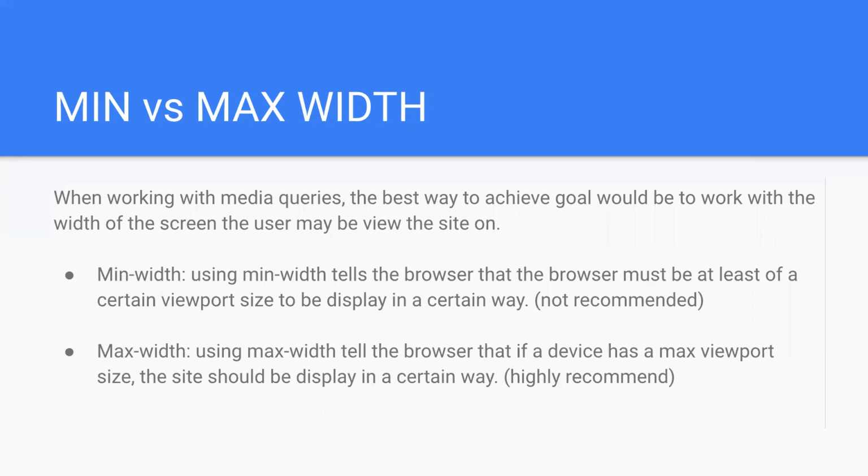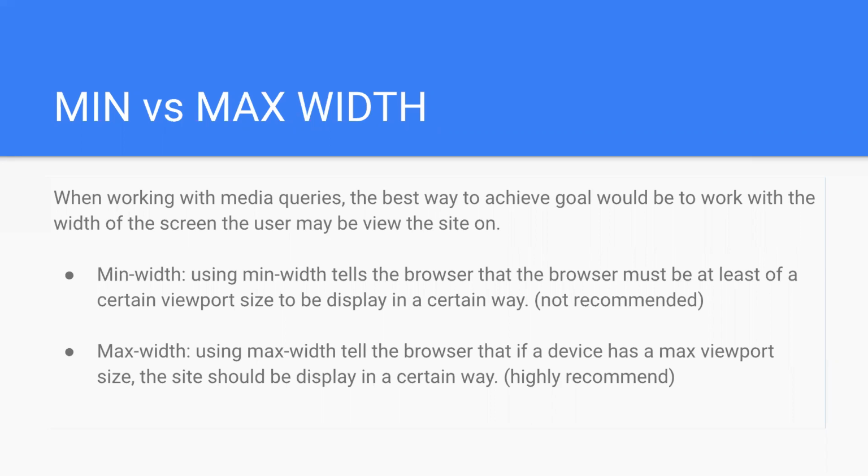So you have to define it. You have to tell it, right? So you can tell it in two different ways. You can use minimum width. Using minimum width tells the browser that the screen must be at least of a certain viewport size to display in a certain way. And I don't recommend using minimum width, okay? Because it can get very confusing. What I recommend instead is using maximum width.